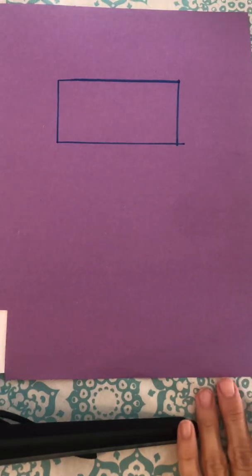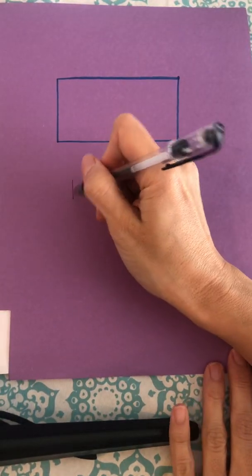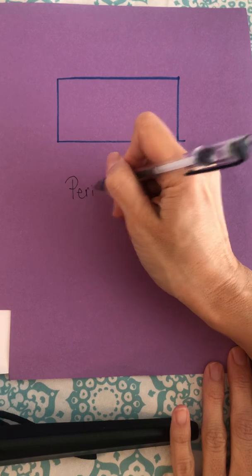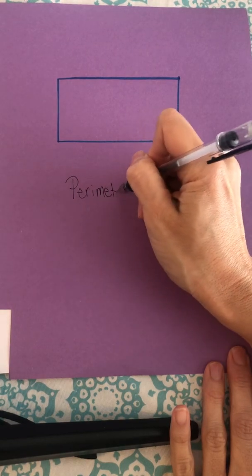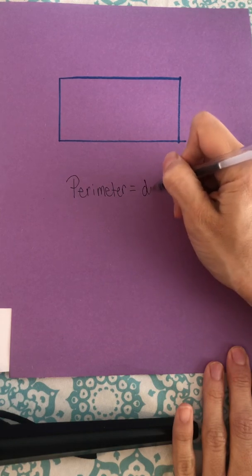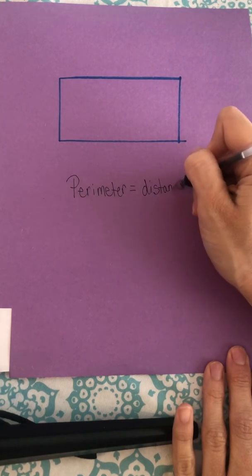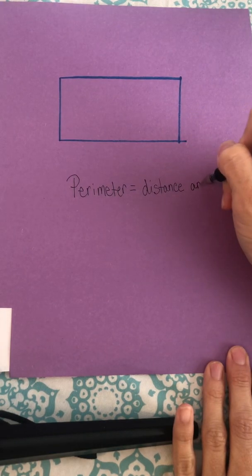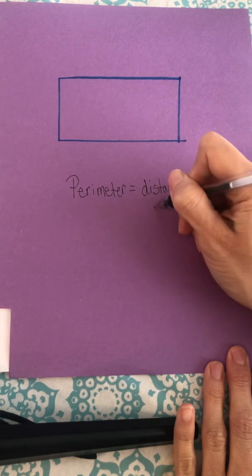And when we talk of perimeter, that means it is the distance around an object.